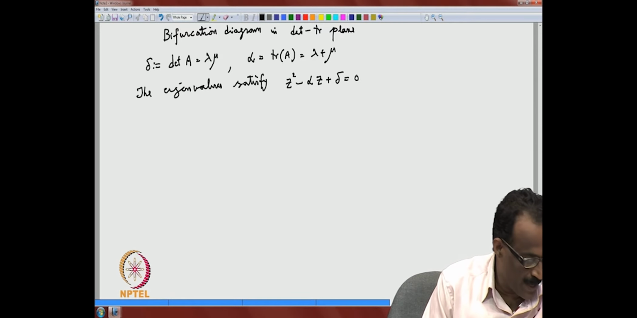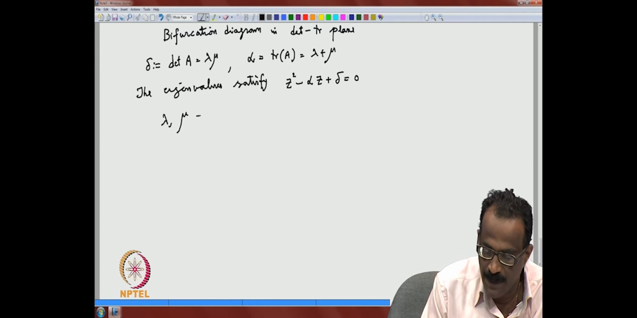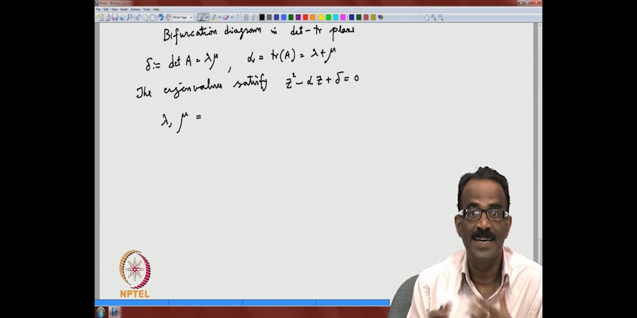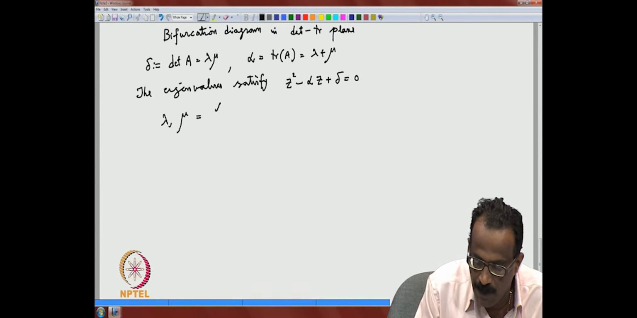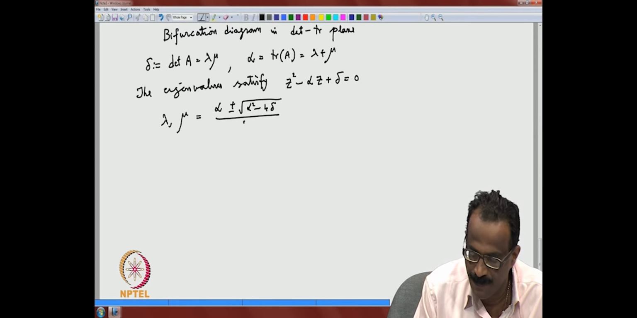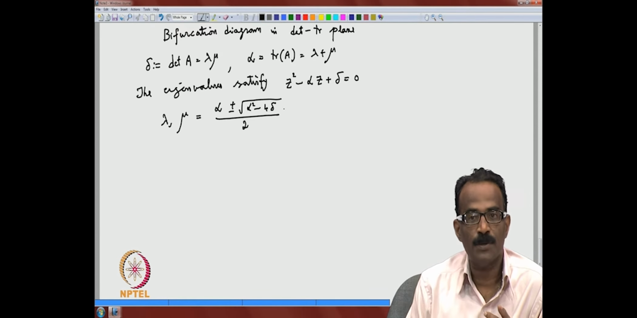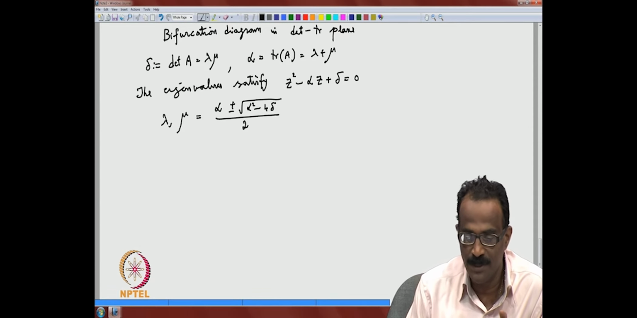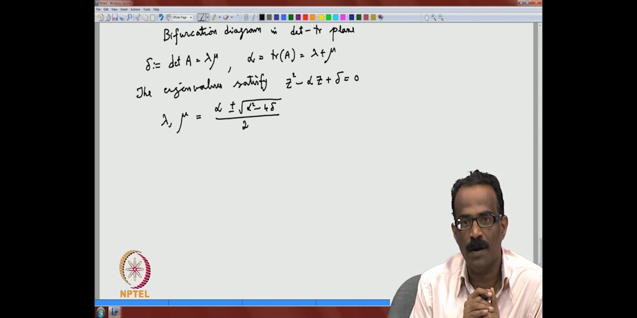So, solving that equation, the eigenvalues lambda, mu can be written in terms of the determinant and the trace as alpha plus or minus square root of alpha square minus 4 delta, divided by 2, you see. So, one is alpha plus square root of alpha square minus 4 delta by 2, and the other one is alpha minus square root of alpha square minus 4 delta by 2.